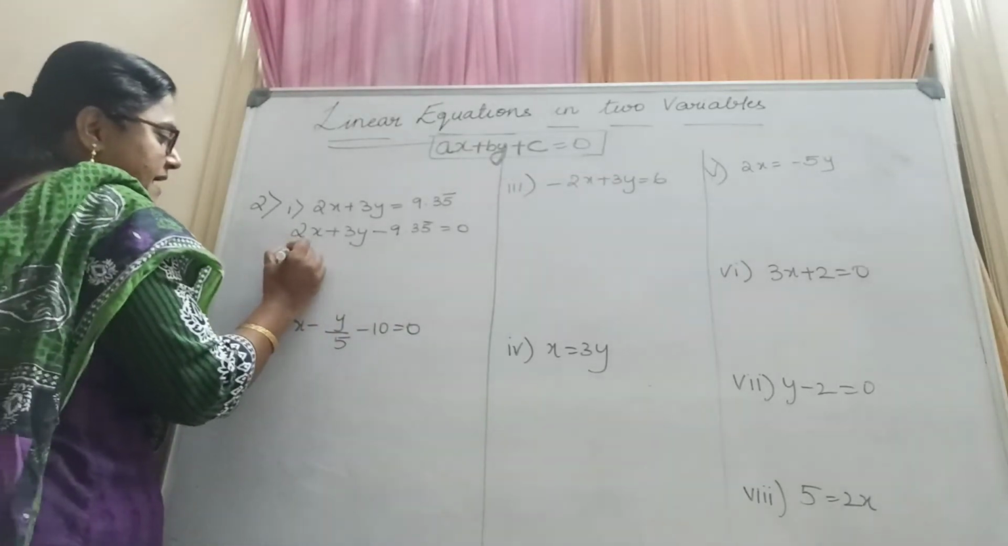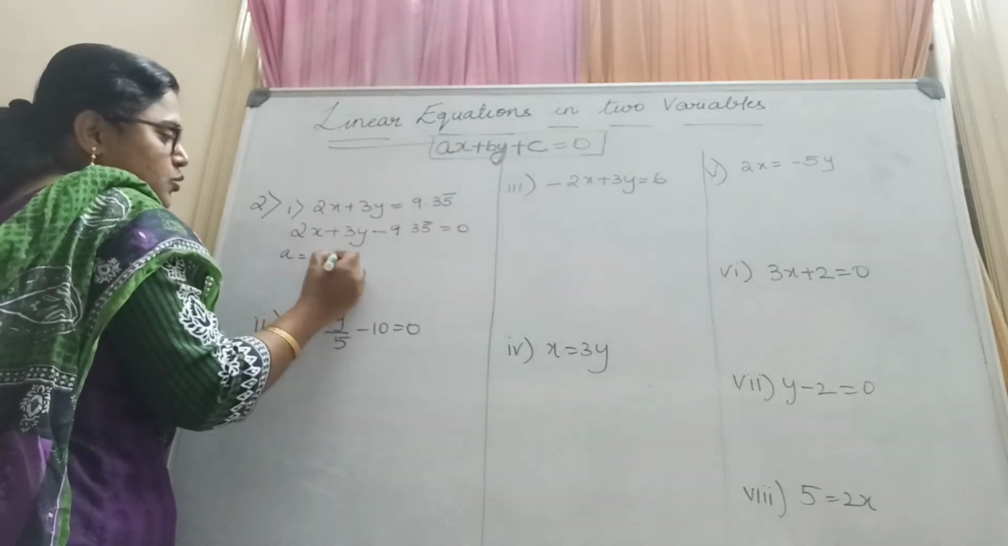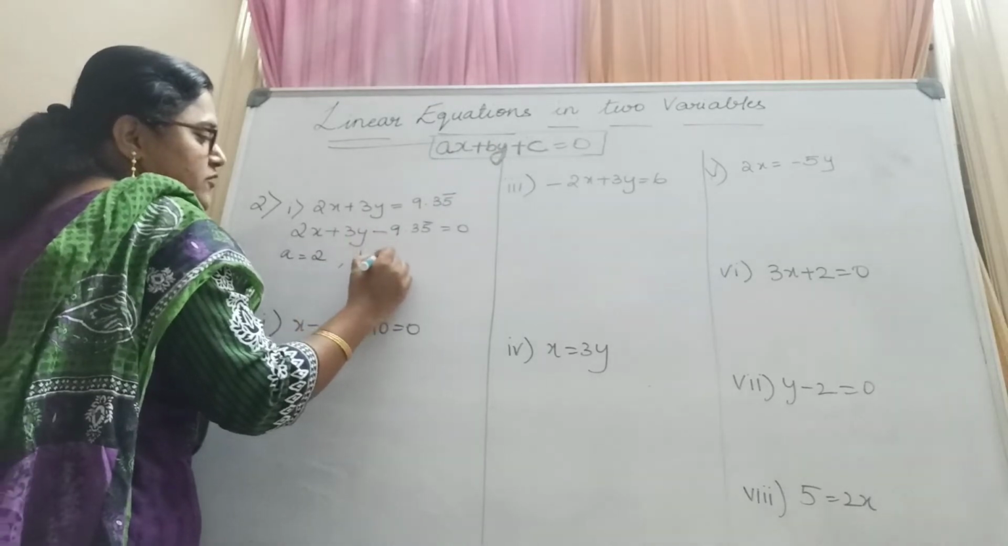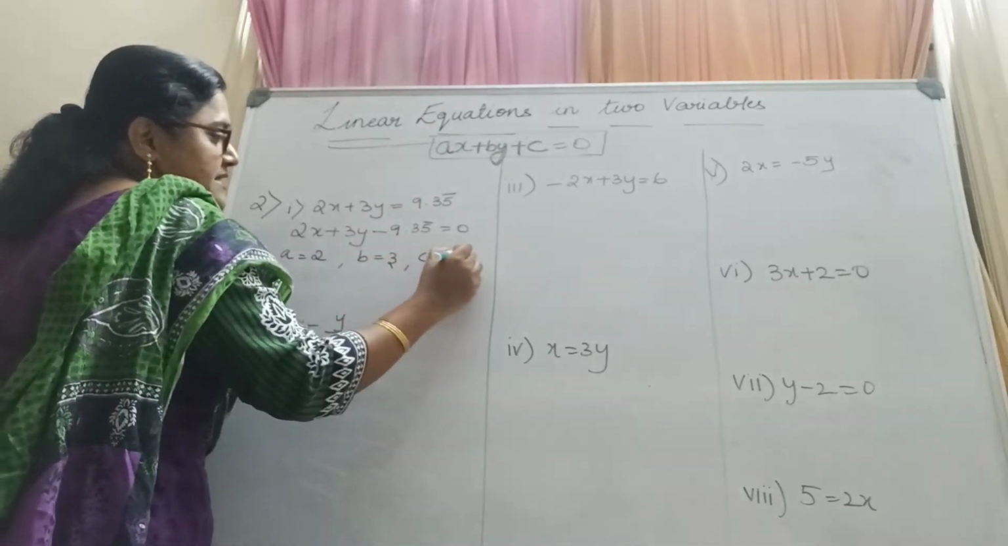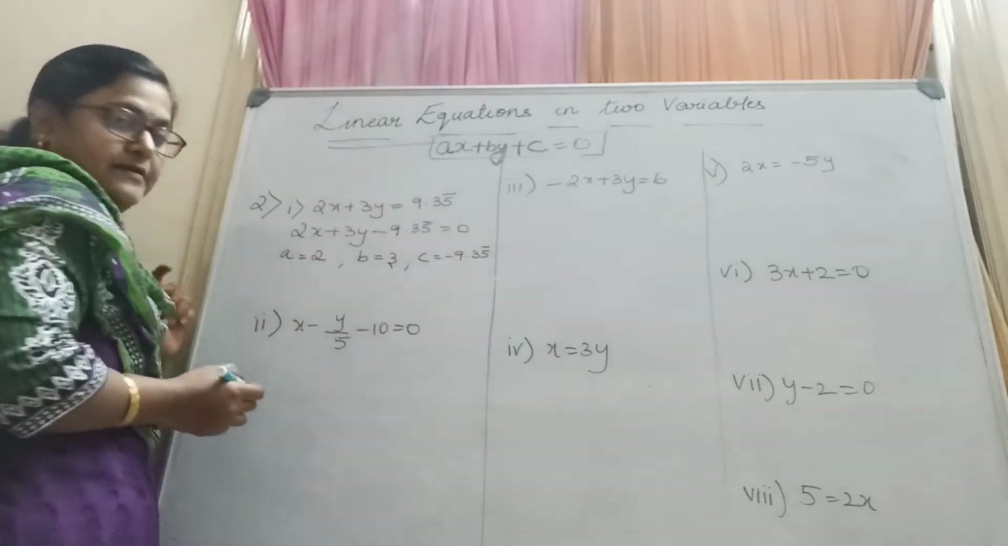In this, what is a? Just compare. a is 2, b is 3. b is the coefficient of y, right? And c, the constant term, is minus 9.35.